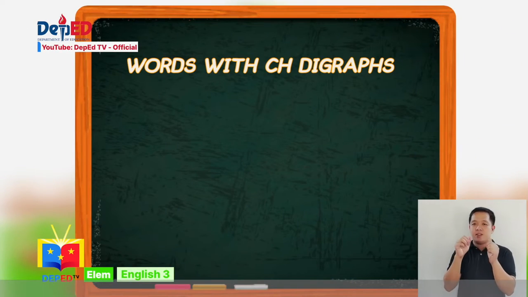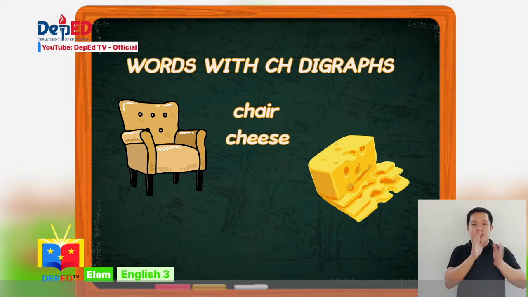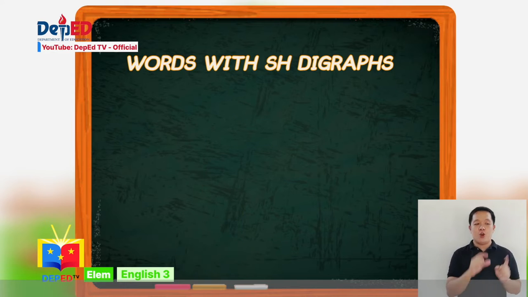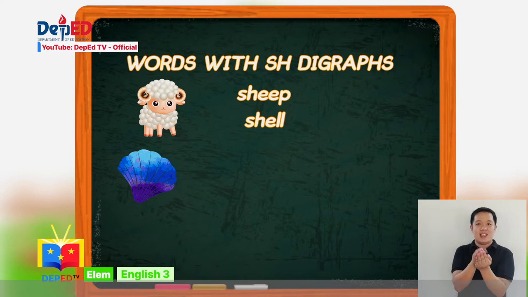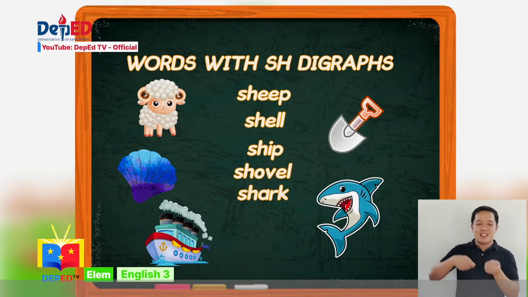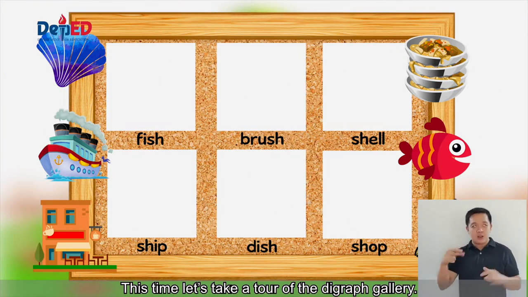Words with a CH digraph. Chair, cheese, cherry. Words with an SH digraph. Sheep, shell, sheep, shovel, shark. This time, let us take a tour of the digraph gallery.